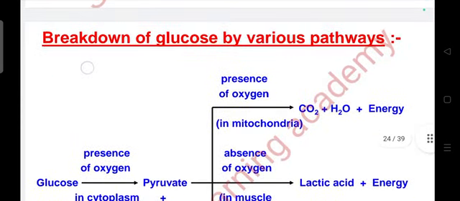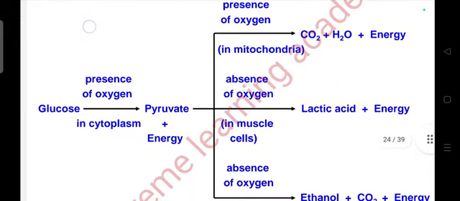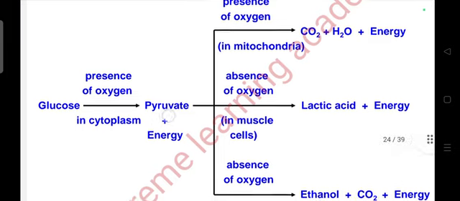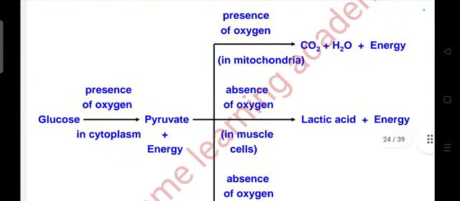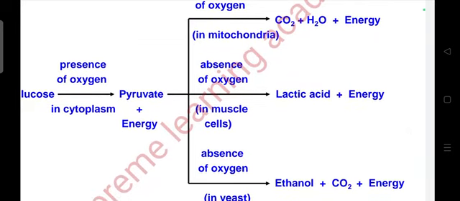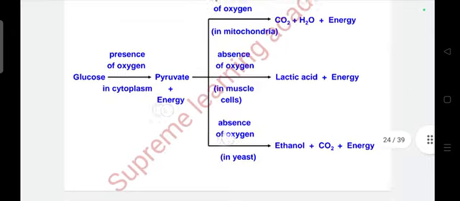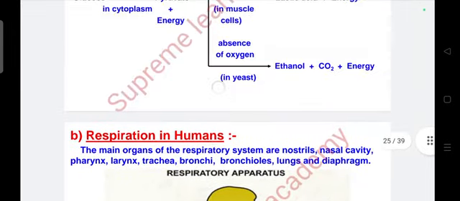Next, breaking down of glucose by various pathways. Glucose gives pyruvate plus energy, and that goes three ways: in mitochondria, in muscle cells, and in yeast. In mitochondria it releases carbon dioxide plus water and energy. In muscle cells, lactic acid and energy. In yeast, ethanol and carbon dioxide plus energy. So that is respiration in plants.